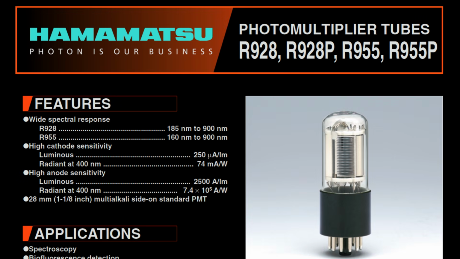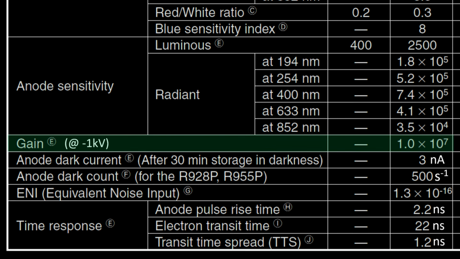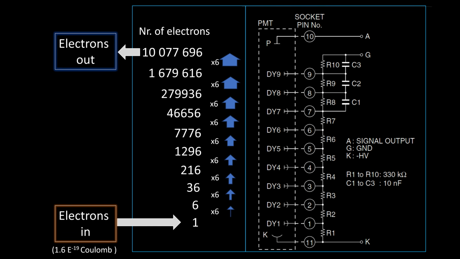Let's take a look at a few details on the datasheet of our particular photomultiplier. At an operating voltage of around minus 1000 volts, the gain of the device is around 10 million, which is a pretty impressive amplification factor. Effectively, it means that at every diode, an electron hitting the surface with 100 electron volts liberates about 6 secondary electrons on average. But due to the exponential growth in the number of electrons, this leads to 10 million electrons after only 9 amplification steps.